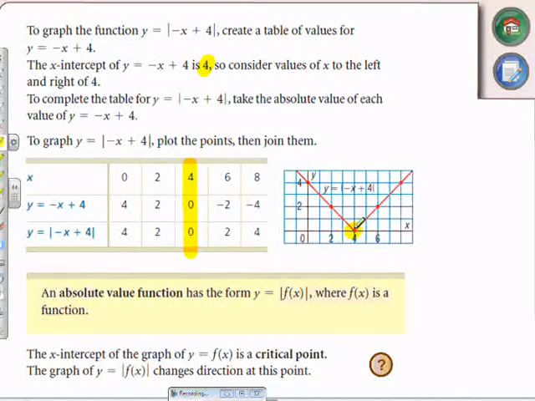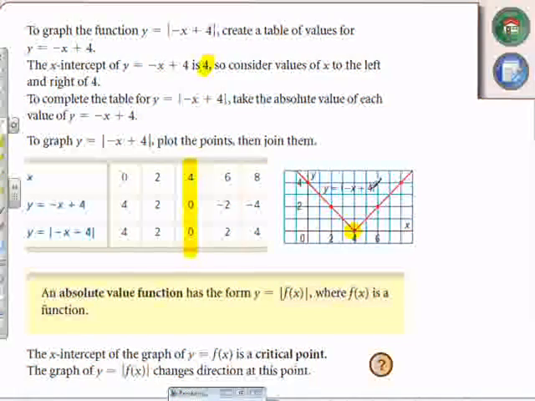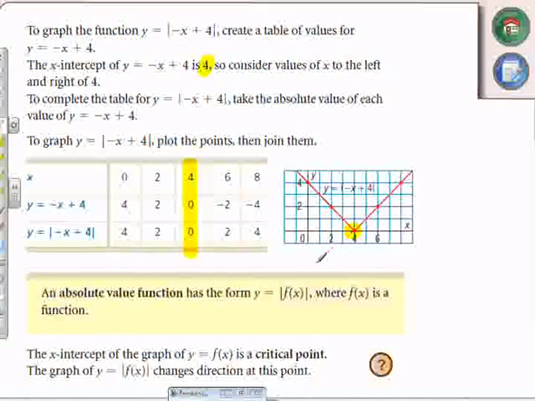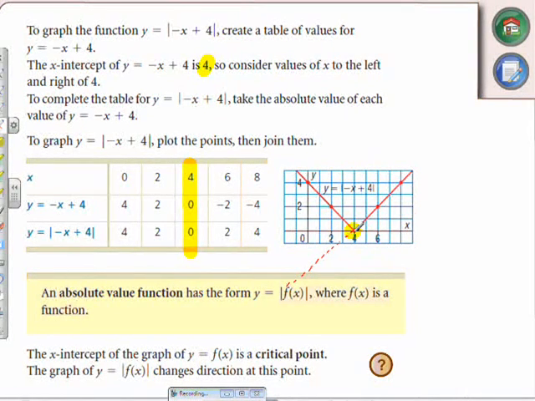Instead of going like, if we said y equals negative x plus 4, it would have continued going on as a straight line. It bounces at the x-intercept. We call that a critical point, because that's where it's going to change directions, at the x-intercept.